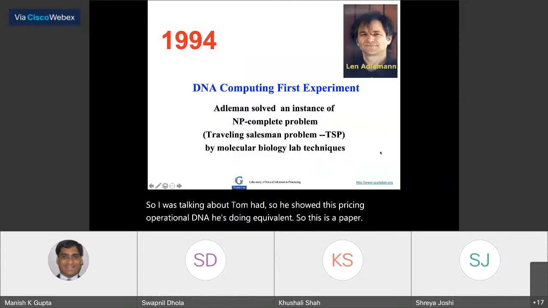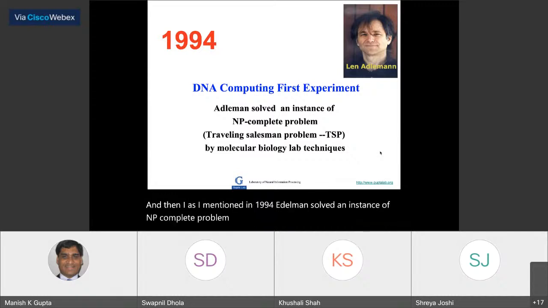And as I mentioned, in 1994, Adleman solved an instance of an NP-complete problem by molecular biology lab techniques, right? He did this experiment in 7 days, and he solved an instance of an NP-complete problem, a Hamiltonian path problem, related to the traveling salesman problem. This is the important milestone in the area of DNA computing.